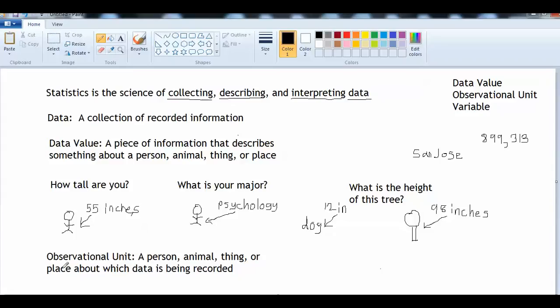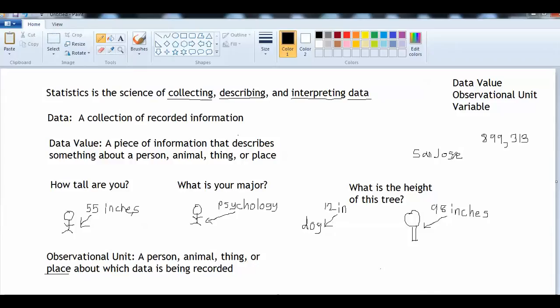So, what I'm meaning is, if we decided to record the population of San Jose, and that's the data value that we're recording, then San Jose would be our observational unit, because San Jose is the place that we're recording data about. We're recording data about San Jose, so San Jose is our observational unit.